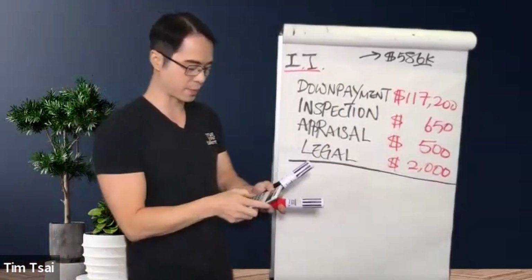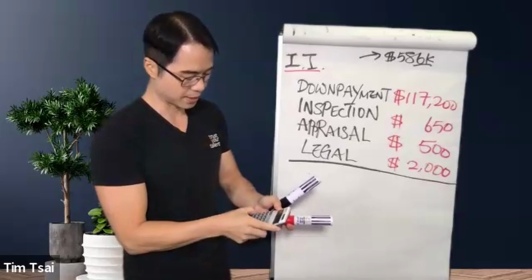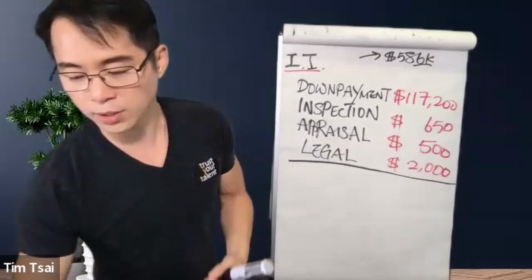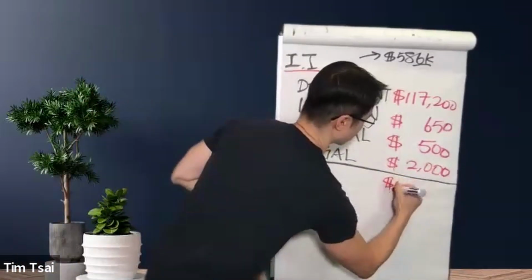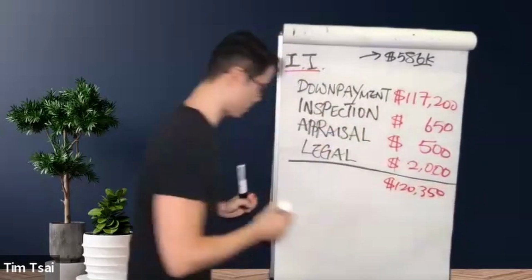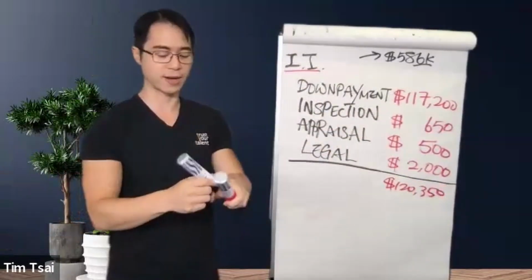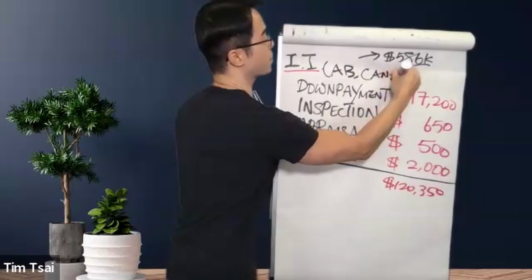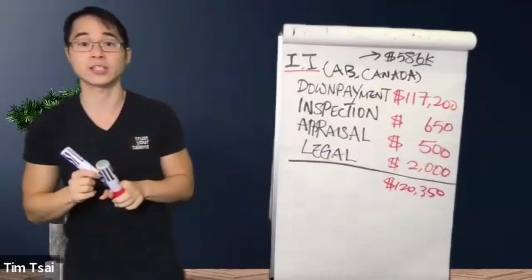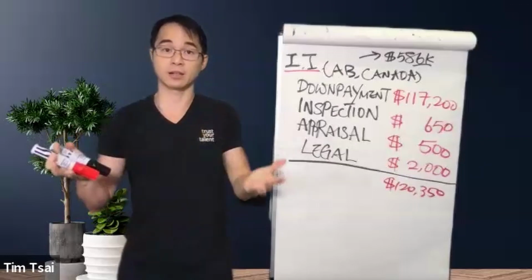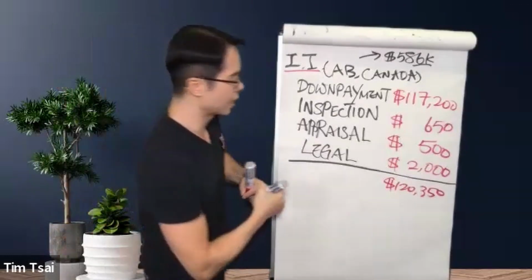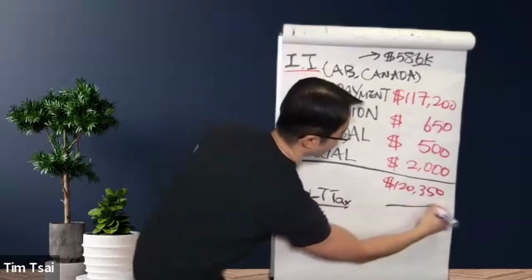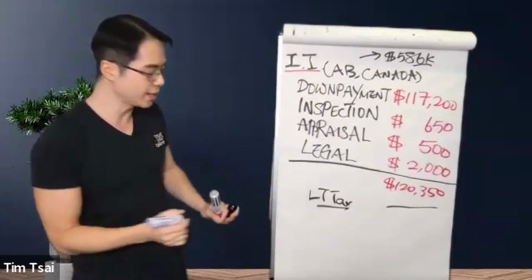Let's add it all up again. 117,200 plus 650 plus 500 plus another 2,000. So now we're at 123,500. Depending on where you're executing the strategy, like I said, the example here is in Alberta, Canada, we don't have what we call land transfer tax here. In the UK, you call it stamp duty. This is probably where you're going to factor in your land transfer tax when you're buying a property. Right now, we're not factoring that in.